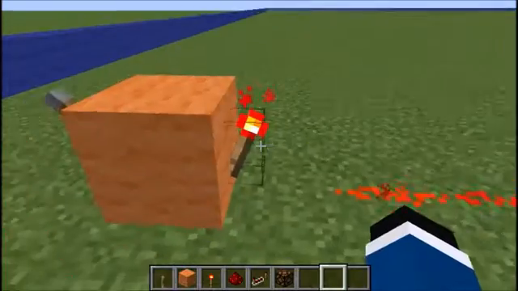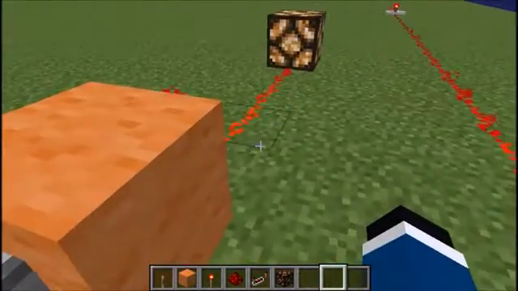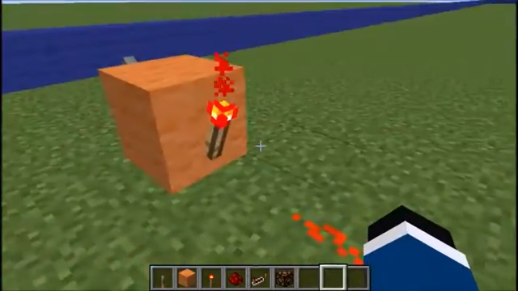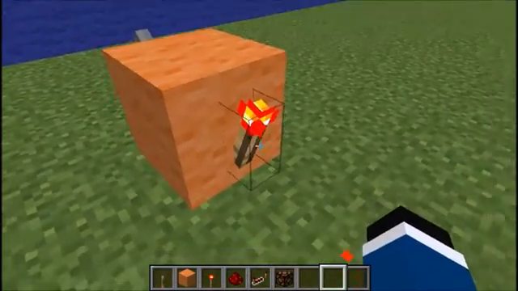And basically what you do is you attach a redstone torch to the block that is receiving power. The reason for this is because, you see, it's on right now. By default, a redstone torch is on.